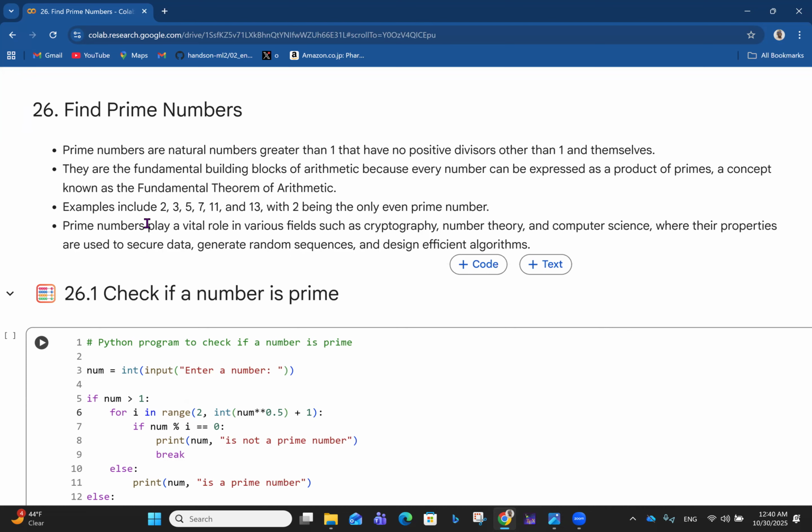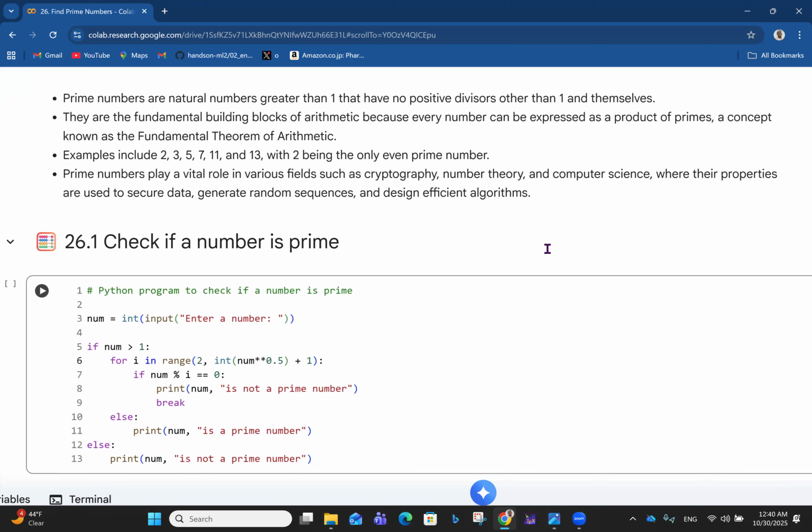Examples of prime numbers include 2, 3, 5, 7, 11, 13, and so on, with 2 being the only even prime number. Prime numbers play a vital role in various fields such as cryptography, number theory, and computer science, where their properties are used to secure data, generate random sequences, and design efficient algorithms. So prime numbers are really important in our day-to-day existence.